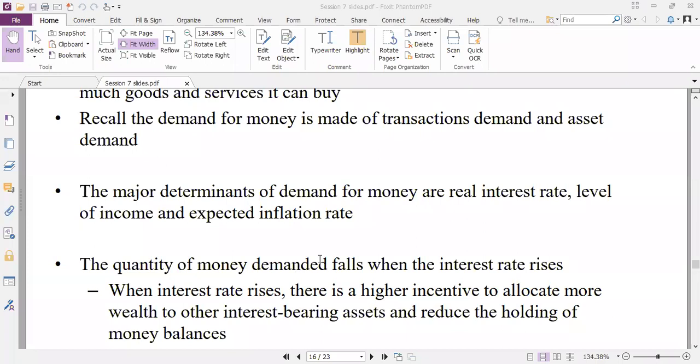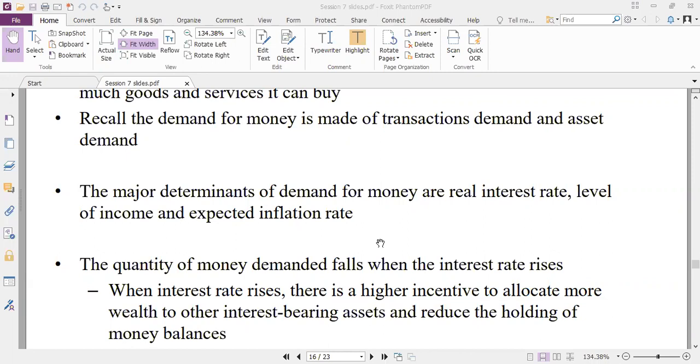All that we are trying to say here is that quantity of money demanded has a negative relationship with what? Interest rate. So when interest rates rise, it forces us to save. Why are we saying that? Let's assume I have 1,000 cedis and the interest rate in the market is 30%. Meaning if I save my 1,000 cedis today, I'm going to get an interest of what?